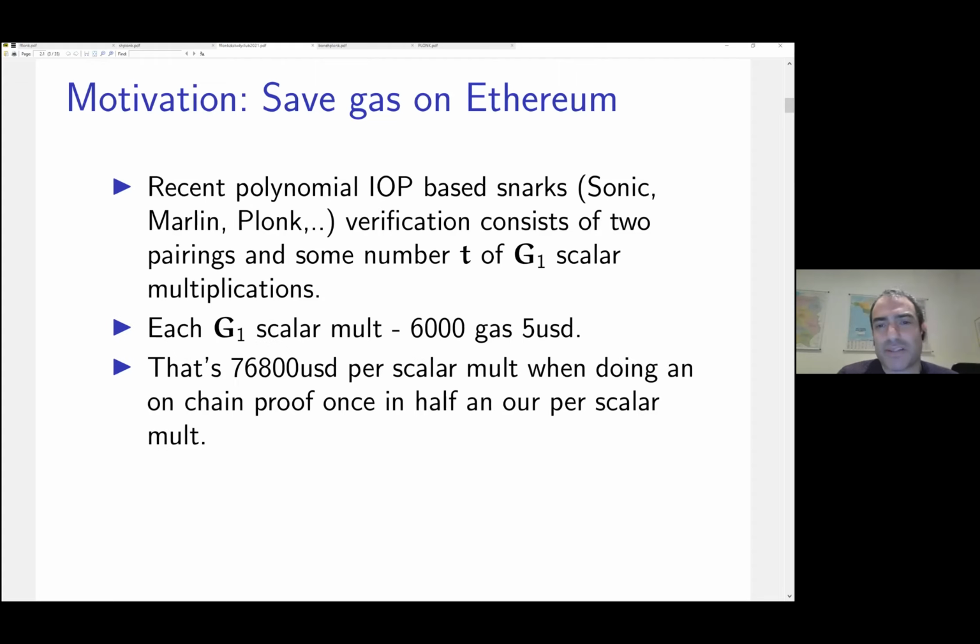Now, how expensive, say on Ethereum, is a G1 scalar multiplication? Well, it's 6,000 gas. That's roughly $5 right now. So say you have some layer 2 and you're doing some proof on the main chain every half hour. So that's going to be like $77,000 per year per scalar multiplication. So this is what gives motivation to minimize.